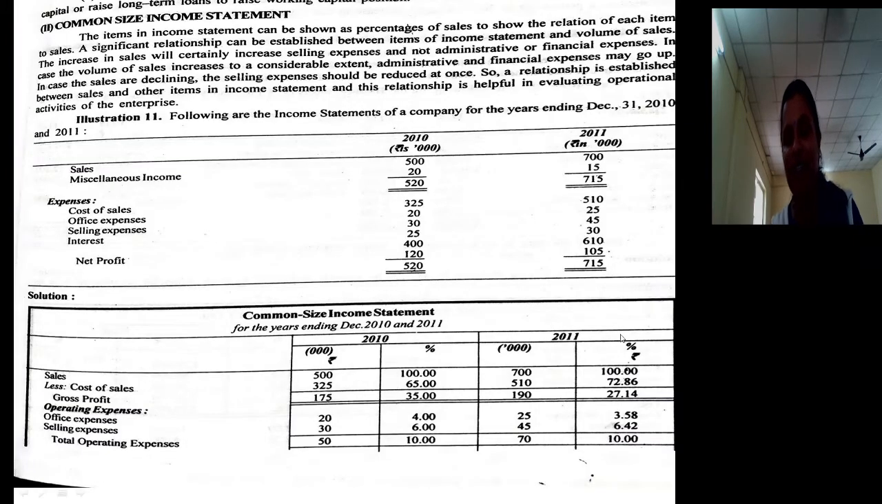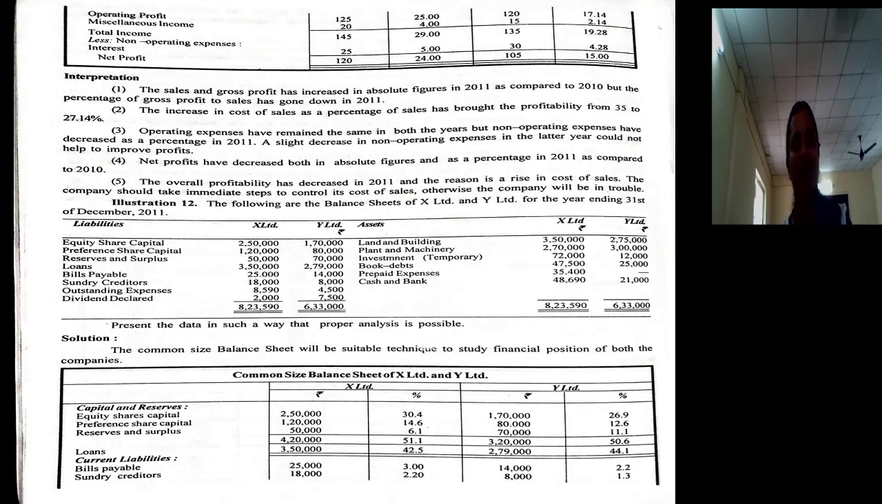What is the reason? See here, gross profit was 35% in relation to sales during 2010, but gross profit is 27% now. So cost of goods sold was 65% in relation to sales, but it increased during 2011 to 72.86. As cost of goods sold increases during 2011 when compared to 2010, definitely the gross profit percentage in relation to sales decreases. Net profit also decreases. Not increases, gross profit also decreases, net profit also decreases.